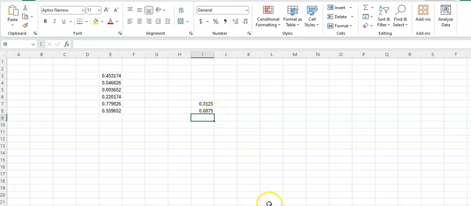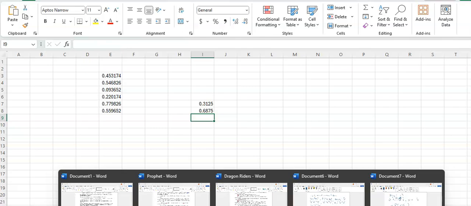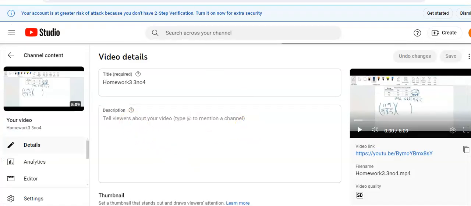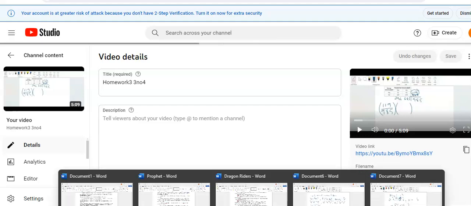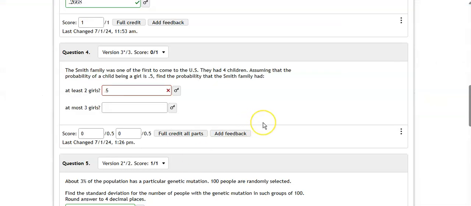Now, second part of the problem. And actually, we can see whether it was 3 decimal places. It doesn't really say, but we can look at the answer and see what it was. Okay, so they're doing it to 4 decimal places, 0.6875.